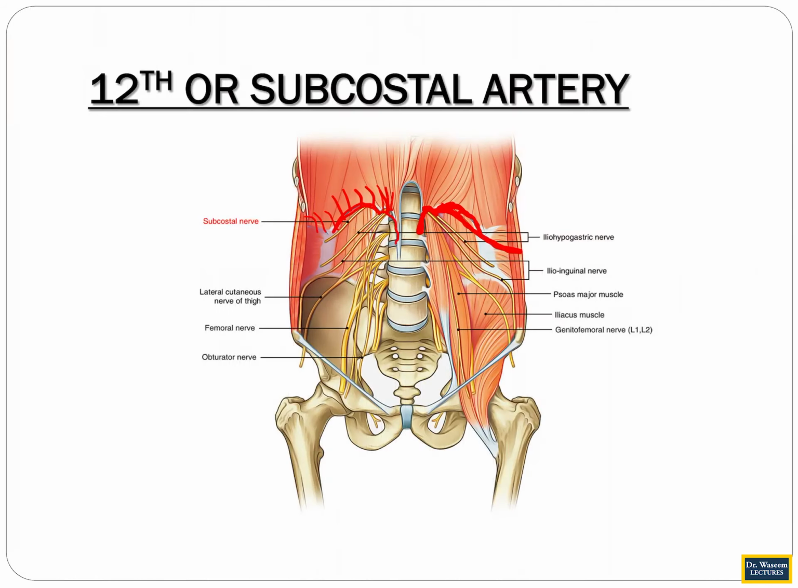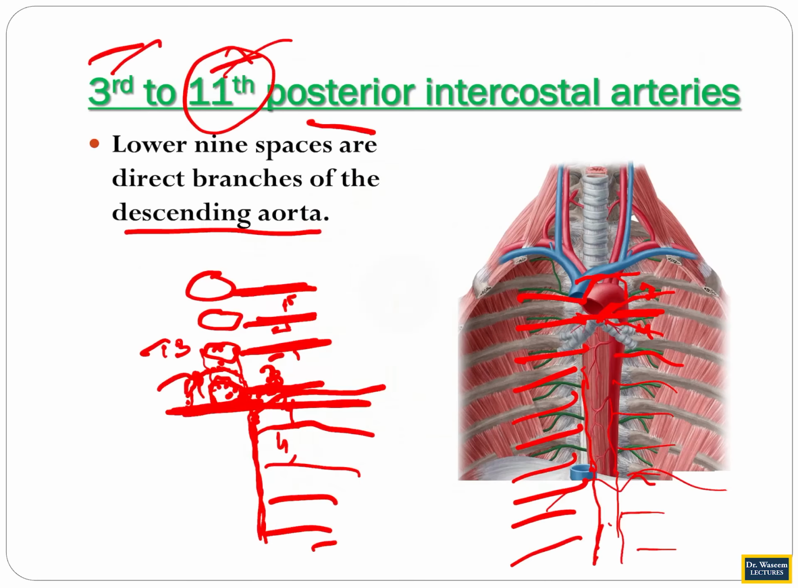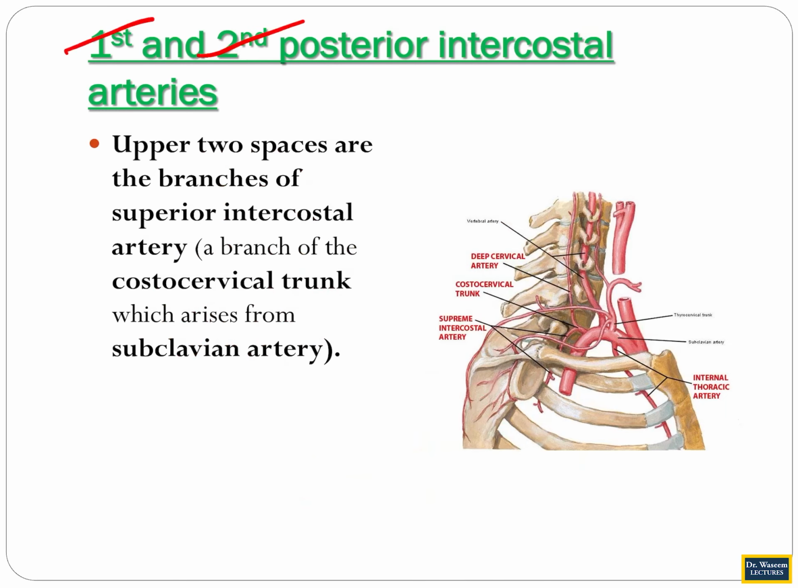But what about that first and second? Come back to the first and second. You see here, the first and second posterior intercostal arteries emerge. Why? Because at that level we have the aorta from here. Above that we don't have descending aorta, but above that we have the arch of aorta.